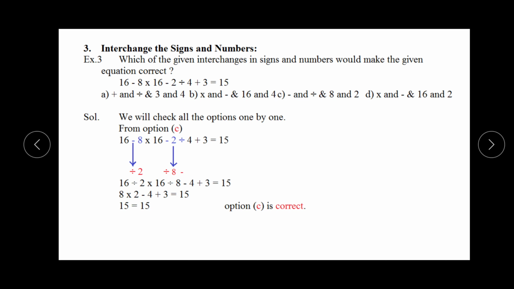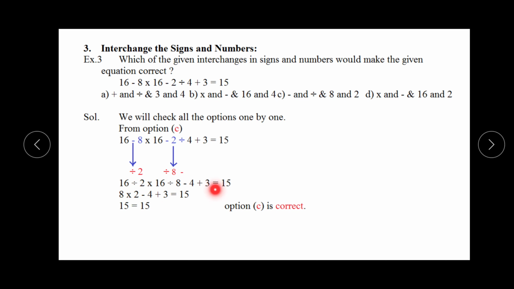Again we will check option A, option B, option C and option D, and we will choose the correct option. If we take option number 3, in option number 3 minus is replaced by division, and division is replaced by minus. Here is minus and it is replaced by division. Here is minus and it is replaced by division. Here the sign is division, it is replaced by minus, and the values 8 and 2: anywhere 8 is there, it is replaced by 2, and if 2 is there, it is replaced by 8.